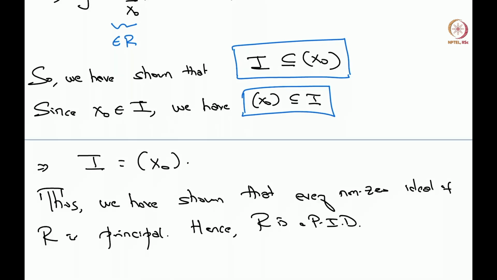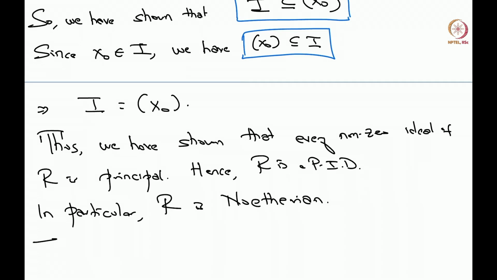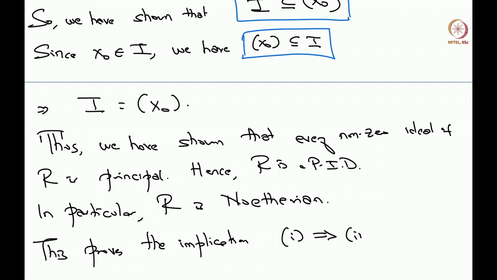And so every ideal of R is generated by one element. In particular, every ideal of R is finitely generated. So in particular, R is Noetherian. And so this proves the implication 1 implies 2.